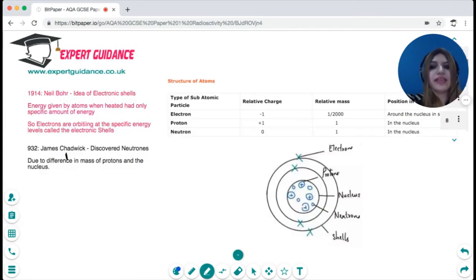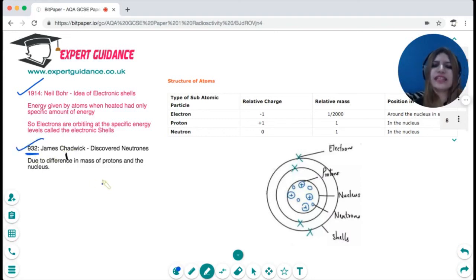So therefore, he gave another structure with just the nucleus at the center and electrons surrounding it. But then came another scientist called Niels Bohr. He said the electrons are not just randomly surrounding the nucleus, they are moving in electron shells. Okay, and then there was another scientist called James Chadwick.